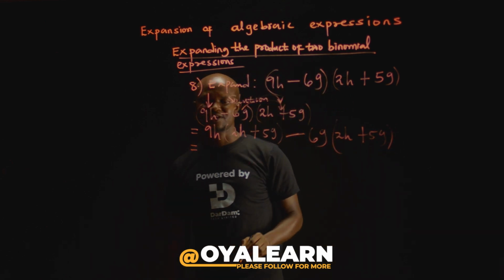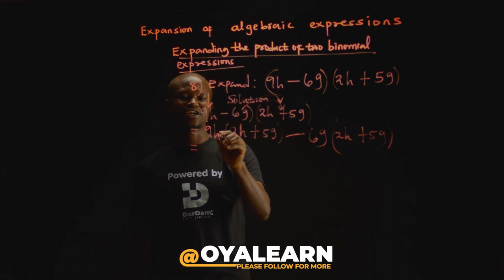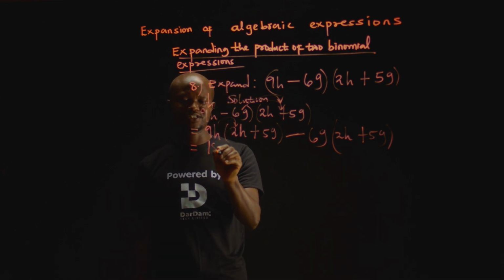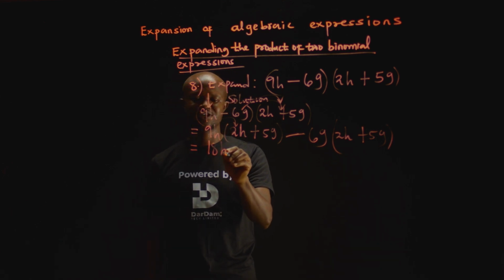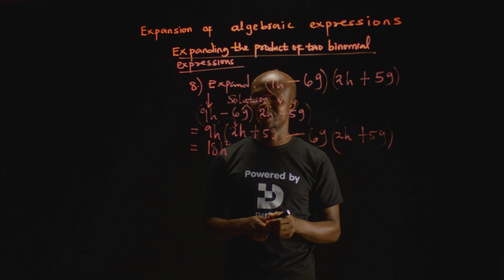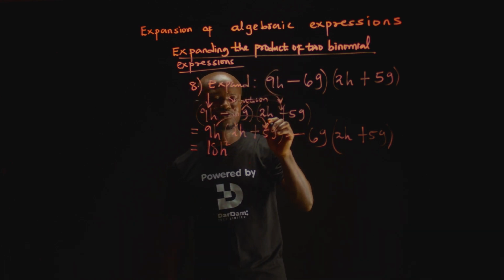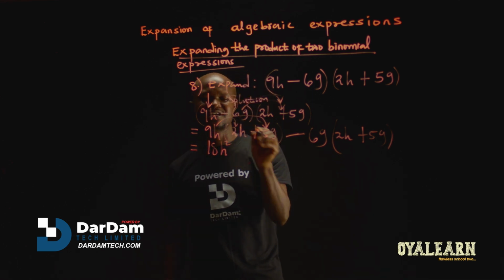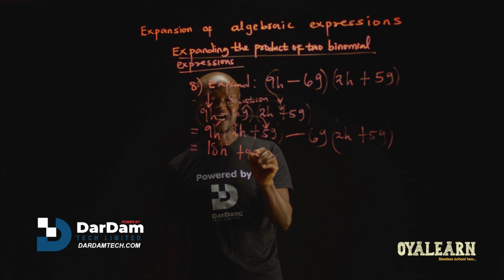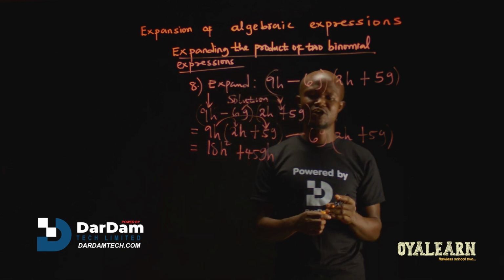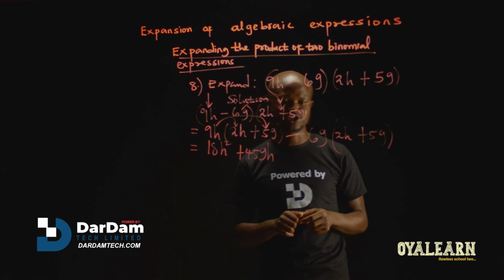Now, expanding the brackets, we have 9h multiplied by 2h. 9 times 2 we have 18, h times h we have h squared. So the first term is 18h squared. Now that same 9h multiplied by 5g. 9 times 5 is 45. g times h we have gh. So we have 45gh. Now we move to the second part of this algebraic expression.